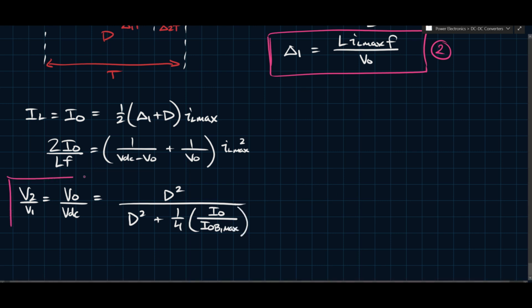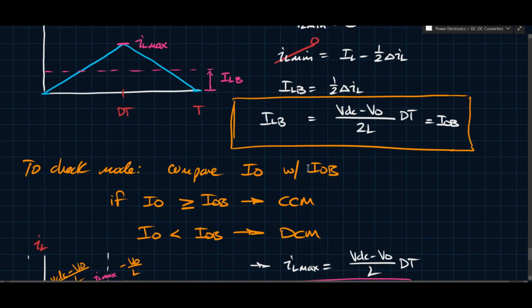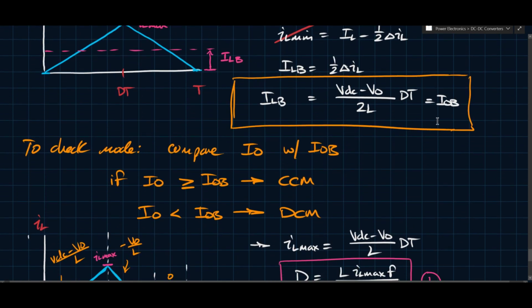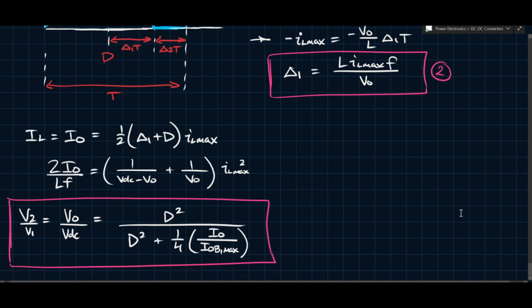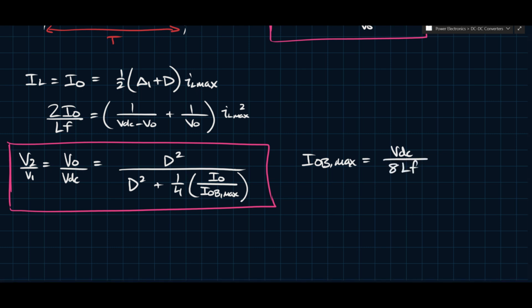Let me put a box around this first, and then we'll discuss what IOB max is. So IOB is this thing here. At some point this will reach a maximum, and the maximum it reaches is according to the value of D. So you can rearrange this thing, find out what the maximum value that it can take is, and it turns out that if you do all of that and you find the maximum value, this IOB max is equal to VDC divided by 8LF. And so that's what you have here.